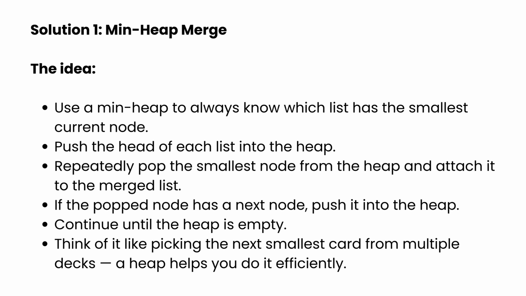The idea: use a min heap to always know which list has the smallest current node. Push the head of each list into the heap. Repeatedly pop the smallest node from the heap and attach it to the merged list. If the popped node has a next node, push it into the heap. Continue until the heap is empty. Think of it like picking the next smallest card from multiple decks. A heap helps you do it efficiently.